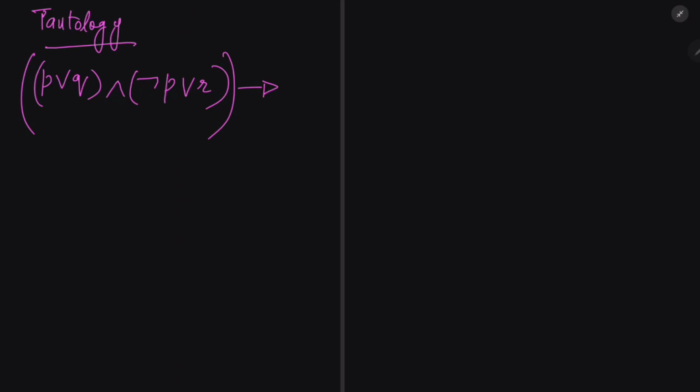And the tautology. The tautology needs some space, so I move to the next page. What is the tautology? The tautology is P or Q, and not P or R, then we have the conclusion. The conclusion is Q or R. This is the tautology of resolution.